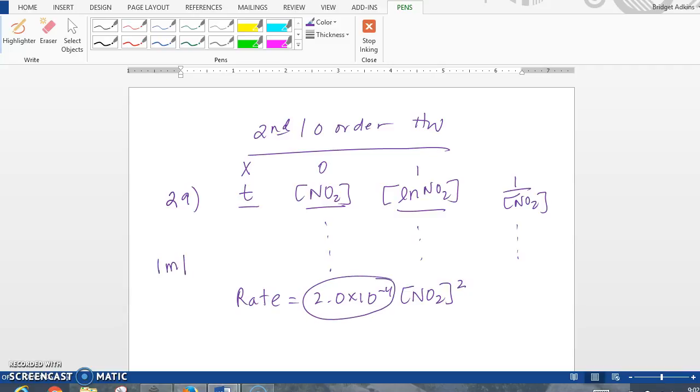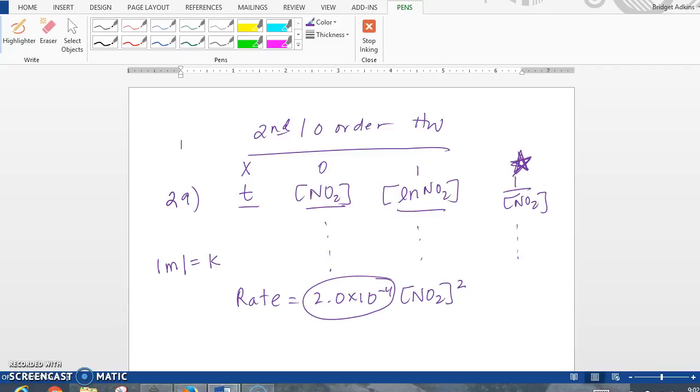So remember, we'll always say that the absolute value of slope is equal to the K. So this is the one that gives you the straight line. So you're taking the slope from this one. These slopes do not matter because they are not zero or first order. So that is your differential rate law.